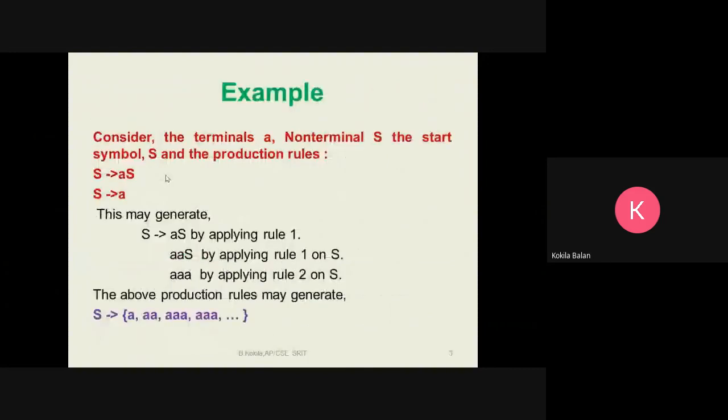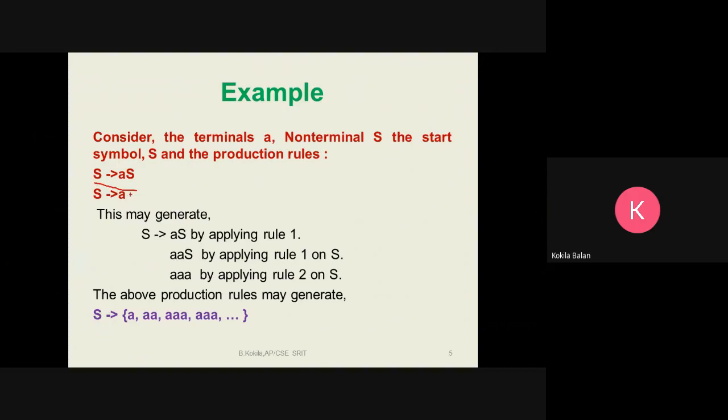When we see an example, you can easily understand how to write a grammar and how to write a language with the help of a grammar. With the help of a grammar, we are able to generate strings and a language, and from the language, we are able to write a grammar. Here the grammar is given, and we are going to generate a language. Consider the terminal a, the non-terminal S, and the start symbol also S, and the production rules are S turns to aS and S turns to a.